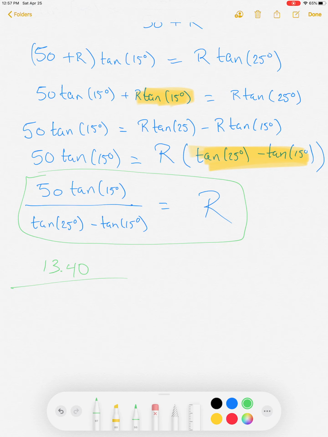The tangent of 25 degrees minus the tangent of 15 degrees is equal to 0.198. And so then I have 13.4 divided by 0.198, and that equals 67.7. Okay, so hopefully that helped. I guess this is also feet. So the river is 67.7 feet.